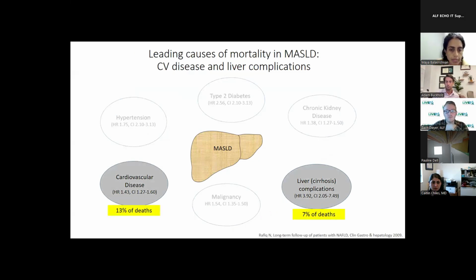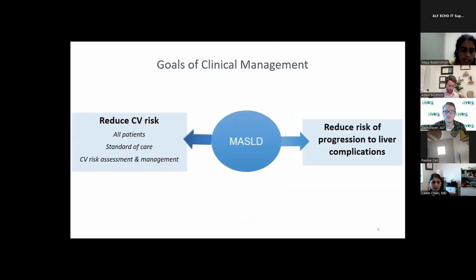But the 2 complications that we're particularly concerned for in MASLD are these: cardiovascular disease and liver complications, because these represent 2 of the leading causes of mortality in MASLD. So patients with MASLD face what we call competing mortality risks from cardiovascular disease and from complications of cirrhosis. So when we think of the patient with MASLD, the goals of our clinical management are, 1, to reduce the risk of cardiovascular complications, and at the same time, reduce the risk of progression to liver complications.